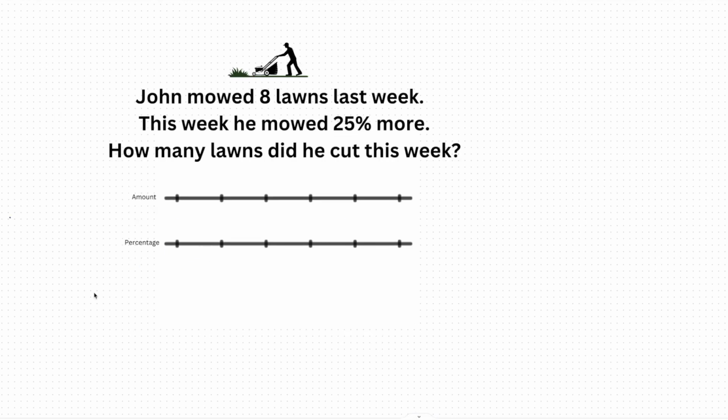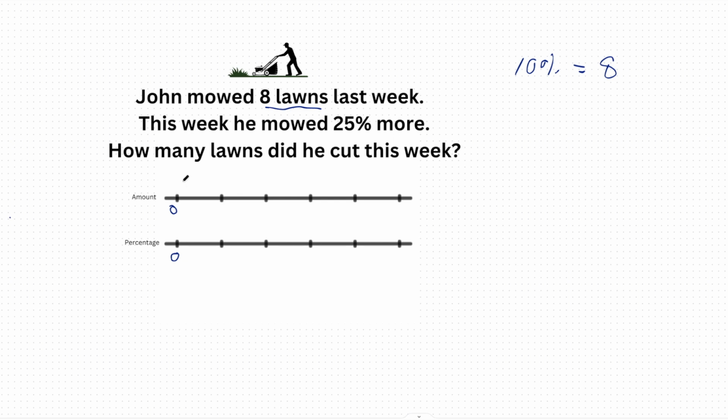So we can use double number lines to solve percent increase and decrease problems. Here's an example of a percent increase problem. It says John mowed 8 lawns last week. This week he mowed 25% more. How many lawns did he cut this week? The main thing to focus on here is that last week he mowed 8 lawns, so I know 100% of last week is 8. Again, we're going to start over here with 0, so we're going to have 0%, and that means 0.